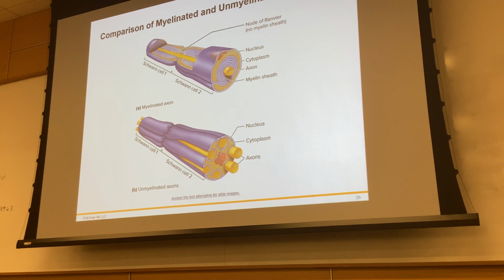And here, if you look at this top picture right here, is a picture of a myelinated axon, a single axon wrapped by two Schwann cells.